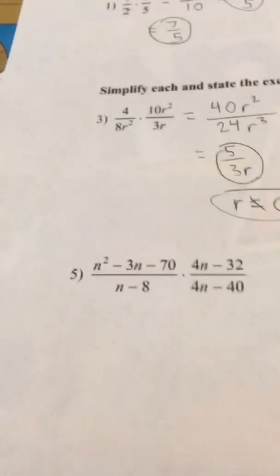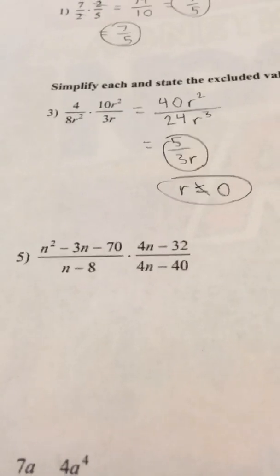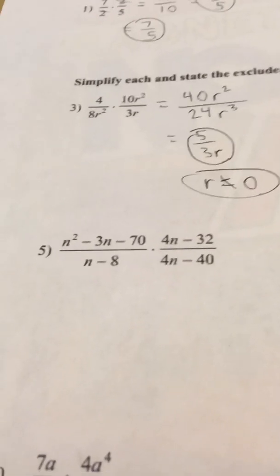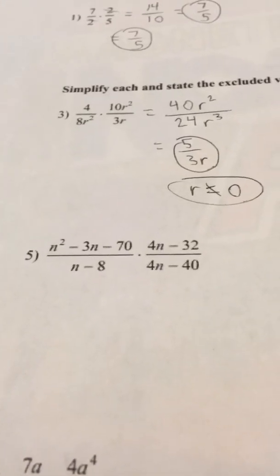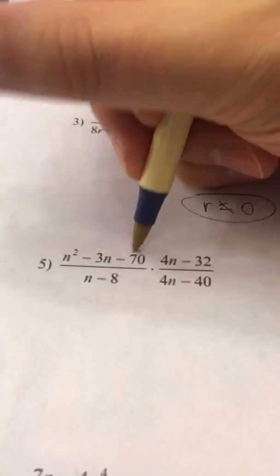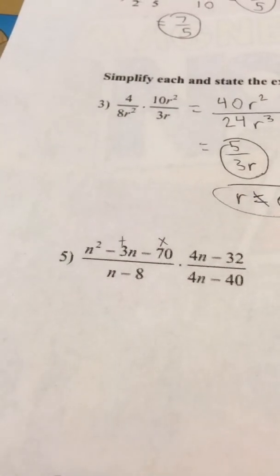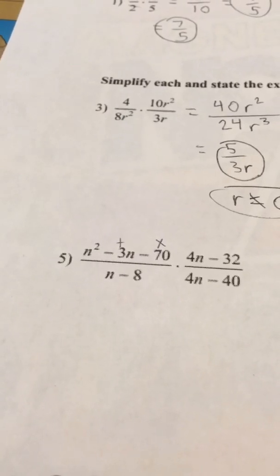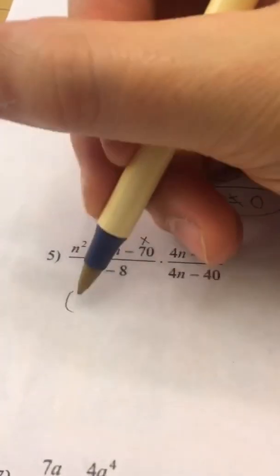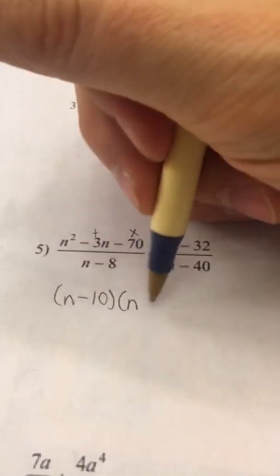Number 5. Now, these are not monomials. If it's not monomials, and that means if it has plus or minus, you're going to have to factor something. Don't try to cancel out yet. Start factoring first. So over here, up in the top, I need to find some numbers that multiply to give me negative 70 and add to give me negative 3. So it looks like 7 and 10 would work. Bigger number would have to be negative. So I could factor this into n minus 10 and n plus 7.